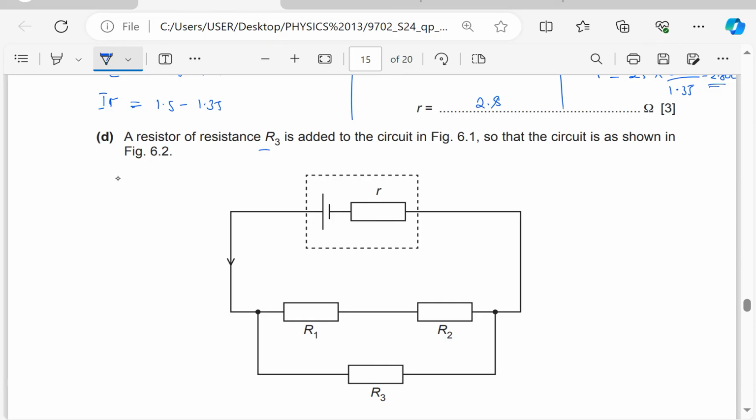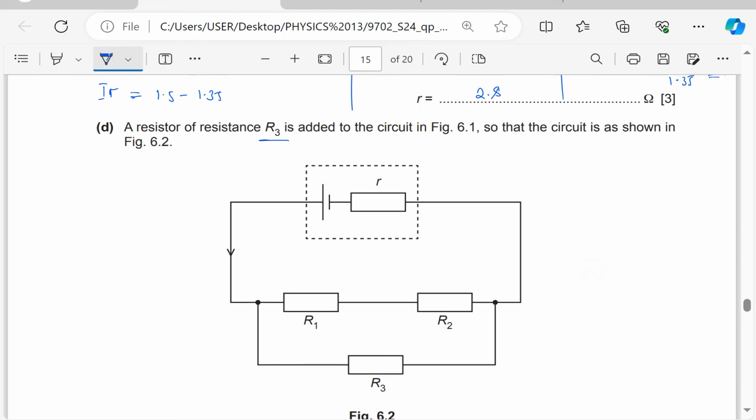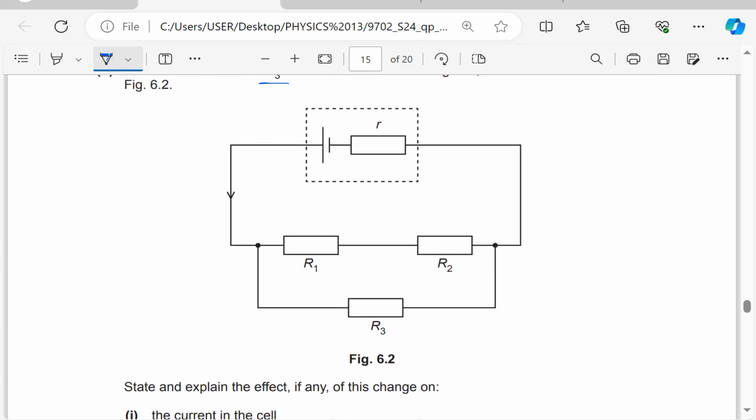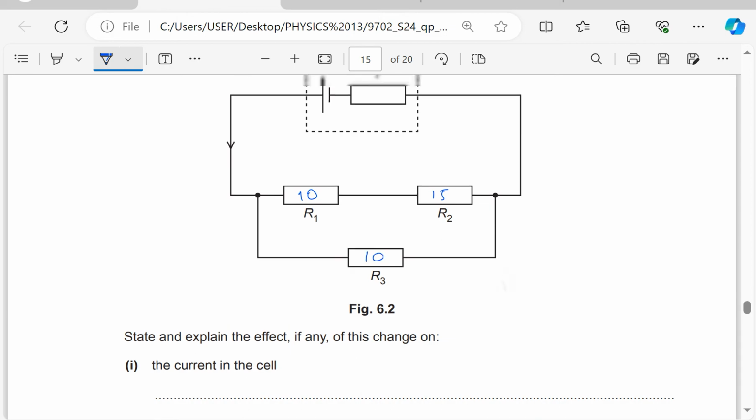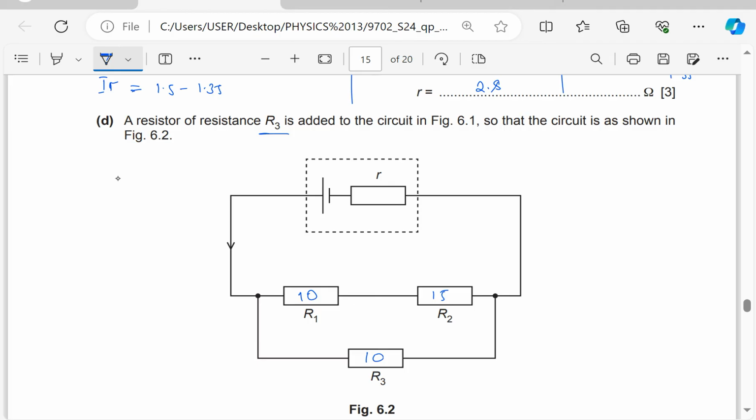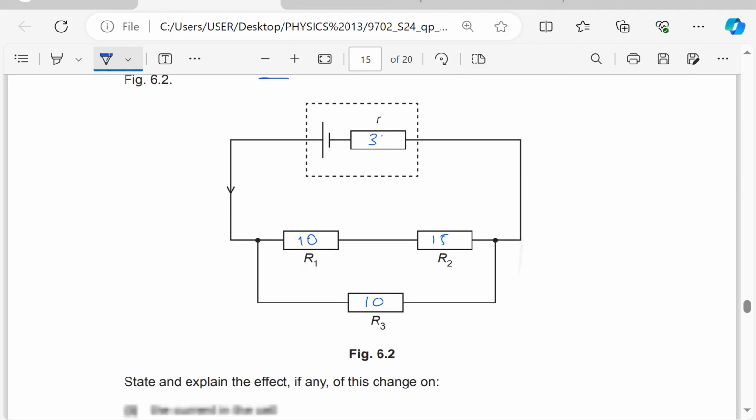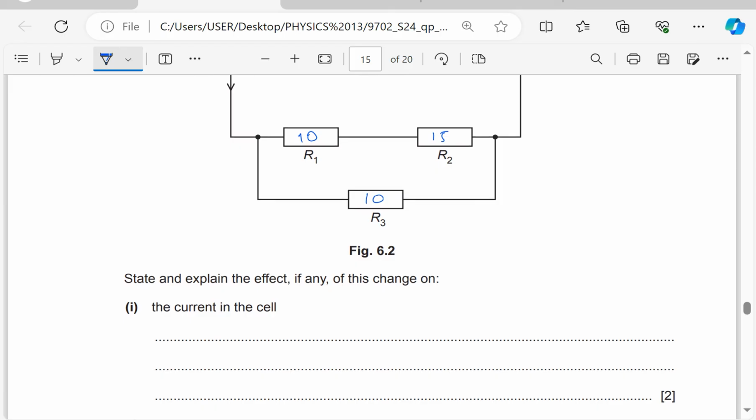Then a resistor of resistance R3 is added to the circuit in the figure so that the circuit is as shown in the figure. So we have added another resistor in parallel. Remember the effect of having resistors in parallel: total resistance decreases. So remember, let's say this was 10, this was 15. Let's say they have added another one. Let's say I'll just use 10, another resistor. This one was 2.8. I'll round off to 3 for simple explanations. State and explain the effect, if any, of this change on the current in the cell.